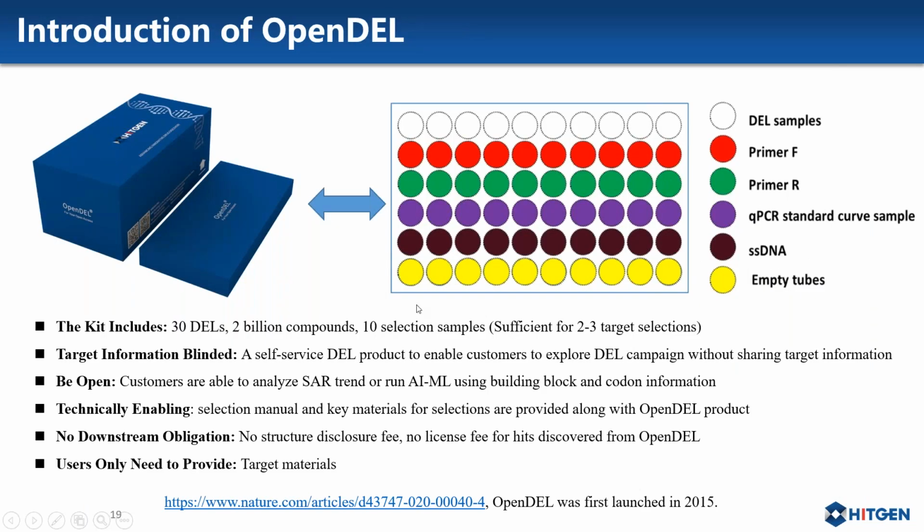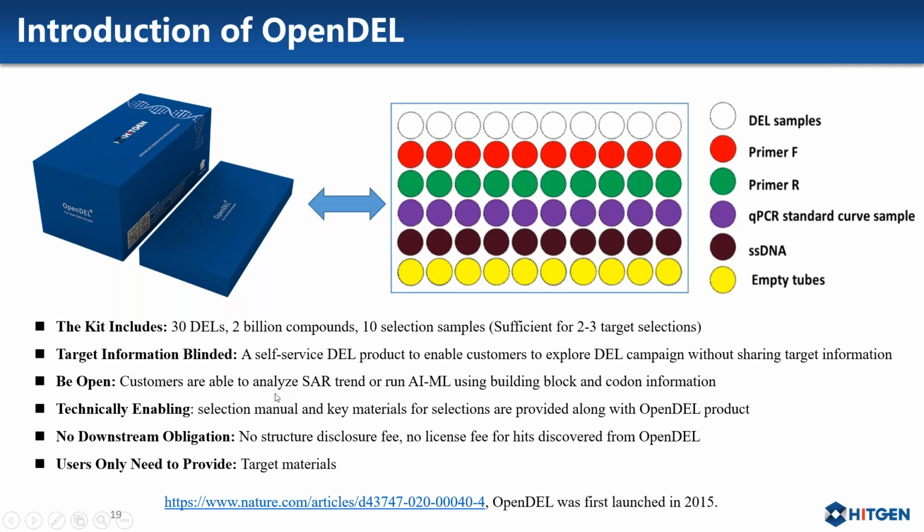So this is what we will mention about OpenDEL. Currently, OpenDEL was first launched in 2015. Each kit includes 30 DELs with 2 billion compounds, and also includes 10 selection samples that are sufficient for 2 to 3 target selections. This is a self-service DEL product, and users can obtain these DEL kits in-house, enabling them to explore a DEL campaign without sharing target information.